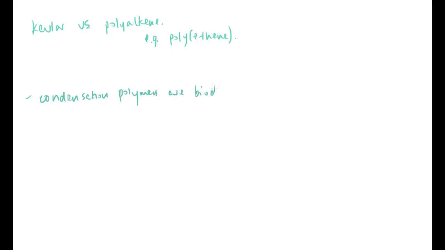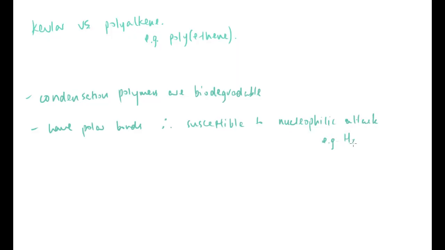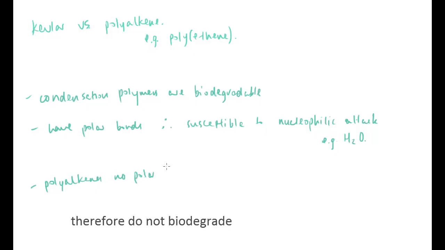are biodegradable due to the polar bonds, and it's these polar bonds which mean that they are susceptible to nucleophilic attack, in particular from things like water, and therefore they will break down. Polyalkenes, on the other hand, do not have polar bonds. Okay, no polar bonds in polyalkenes.